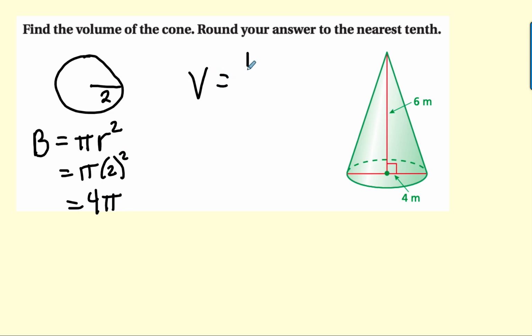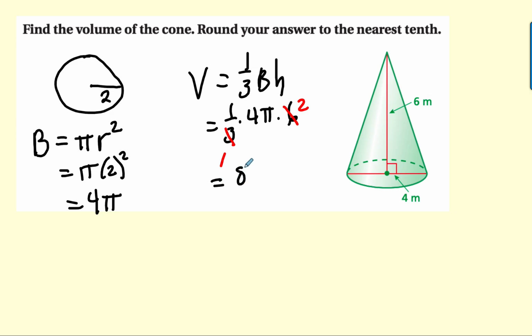The volume is equal to 1/3 the area of the base times the height. We have figured out the base is 4 pi. The height is 6. Let's do a little reducing. Now let's multiply our numbers, and that's going to be 8 pi. Now this is an exact answer. This will be meters cubed. If we put 8 pi in our calculator, it becomes 25.1 meters cubed. Again, this is exact, this is rounded.